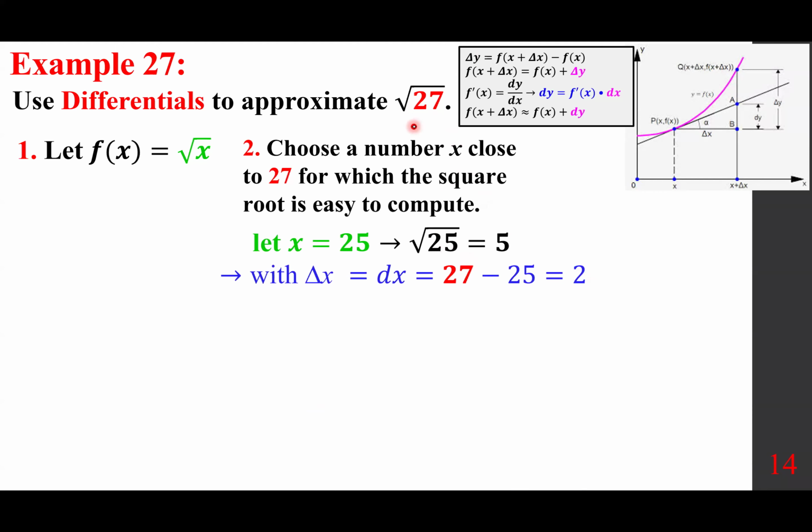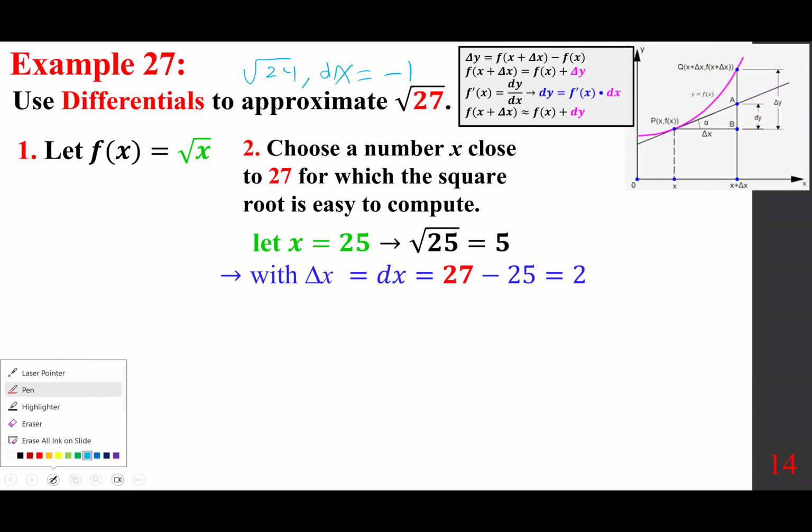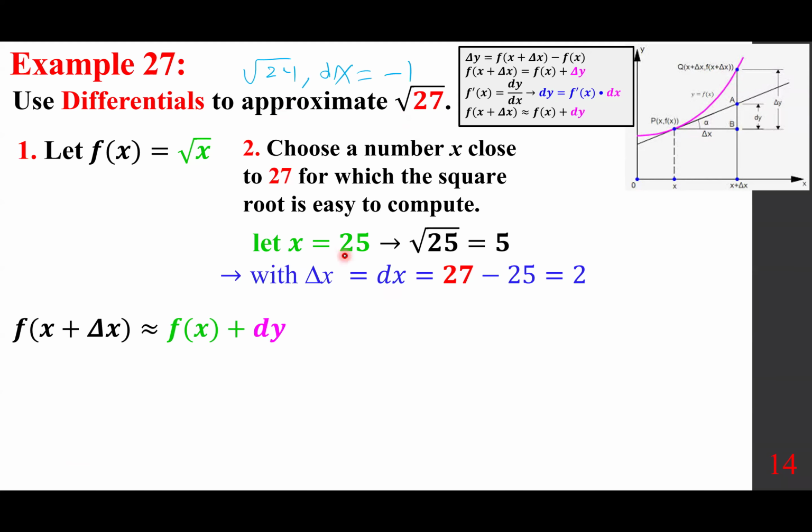And on the other hand, if they were asking for the square root of 24, dx would be -1, because now it's 24 minus 25. So having said that, f of x plus delta x is f of x plus dy. We have f of x, we don't have dy, so we are going to differentiate.